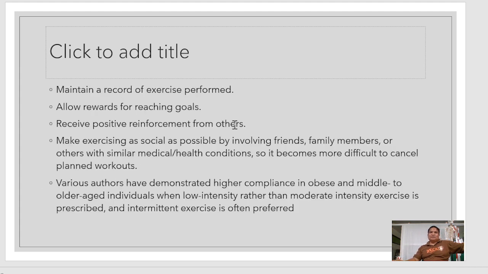Example: maintain a record of exercise performed, allow reward for reaching goals, receive positive reinforcement from others, make exercising as social as possible by involving friends, family members, or others with similar medical health conditions, so it becomes more difficult to cancel planned workouts. Various authors have demonstrated higher compliance in obese and middle to older age individuals when low intensity rather than moderate intensity exercise is prescribed, and intermittent exercise is often preferred.